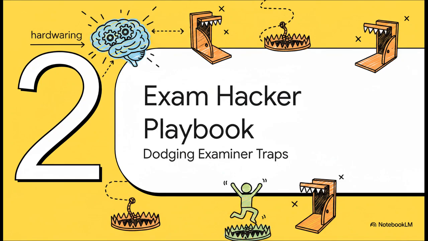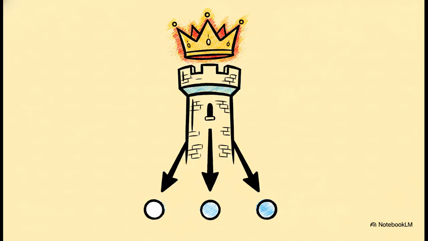Section 2, the exam hacker playbook, dodging examiner traps. All right, knowing the theory is one thing, but knowing how the examiner uses that theory to trap you is what separates a pass from a fail. We are going to hardwire your brain right now to spot these tricks. So here's your first mental flashcard. When you're reading a long, messy scenario in the exam, and you see a sentence that effectively says, top management decides everything, or maybe all approvals must come from the board. Boom. Stop reading right there. The answer is centralized. You really don't need to overthink it. Grab the mark and just move on.